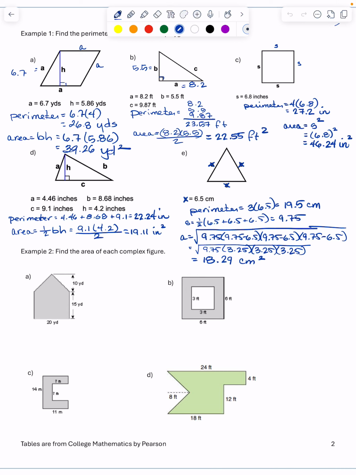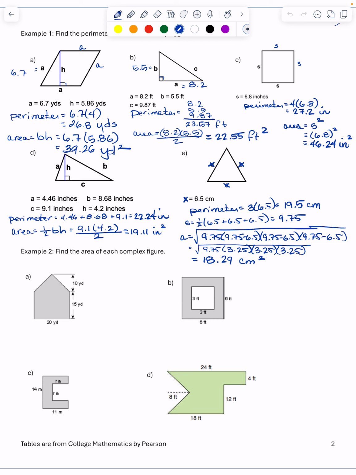This is Math 1140, chapter 17.2, polygons, more specifically area and perimeter. Example 1 had straightforward polygons, did leave out trapezoids. I hope that makes sense as you look at examples. If not, let me know.